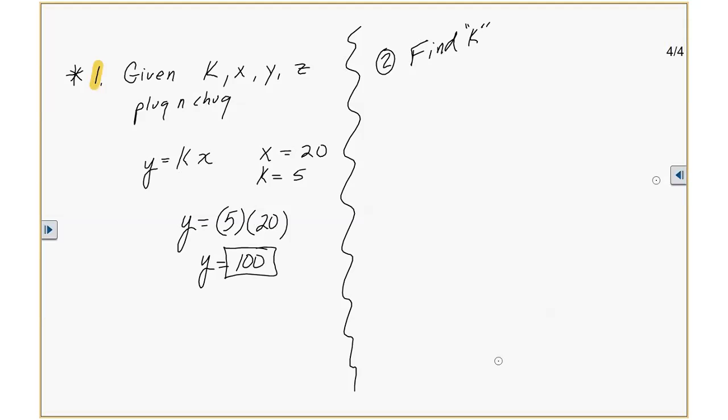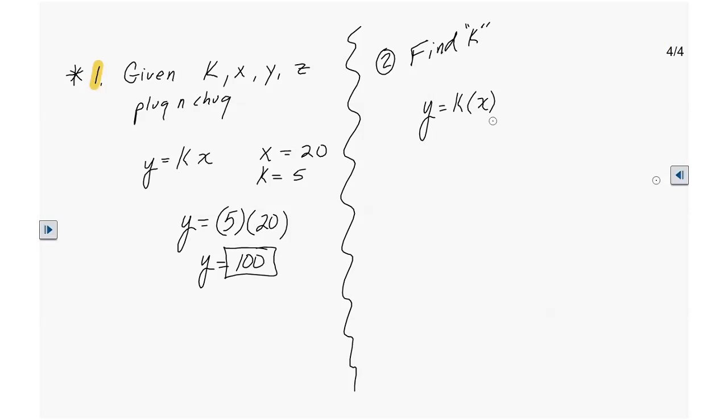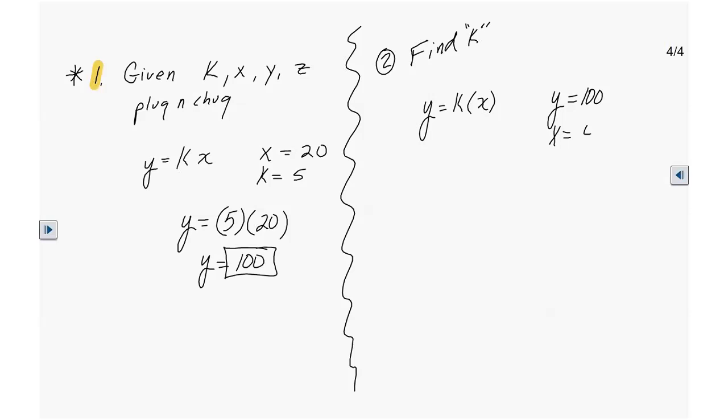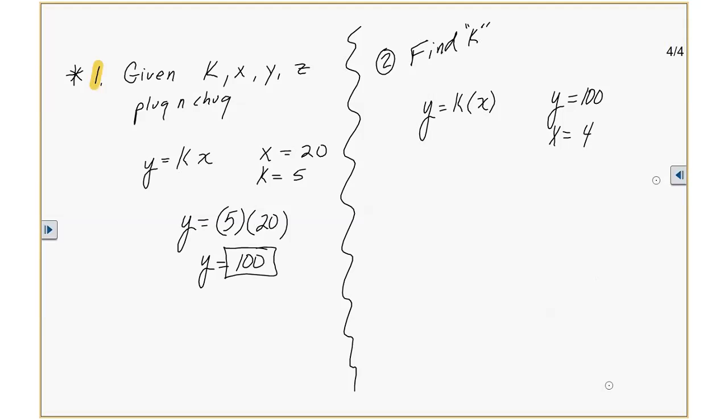In this case, they're going to give you the numbers. They're going to say Y is equal to K times X. Y is equal to 100 and X is equal to 4. Now what are you going to do?